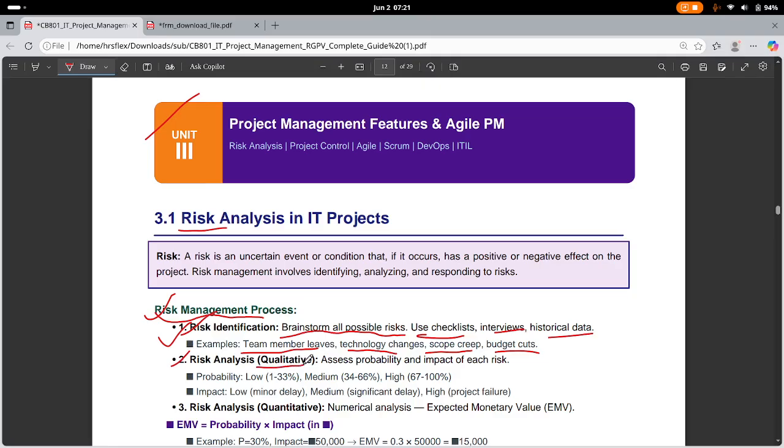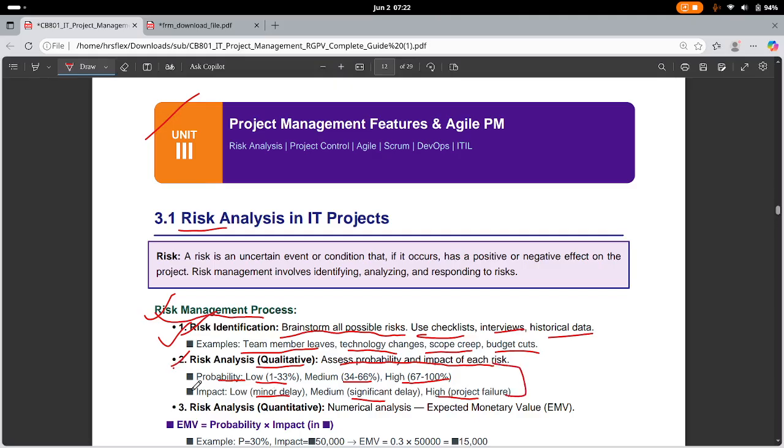You do an analysis, assessing the probability and impact of the risk. What is the probability? Low is 1 to 33%, 34 to 66% is medium, 67 to 100% is high risk. What is the impact of it? Low risk means minor delay, medium means significant delay, and high means project failure can also happen. So you need to quantify the risk.